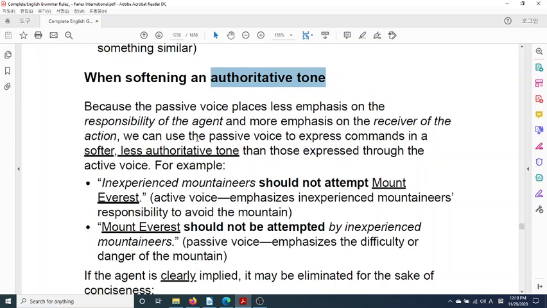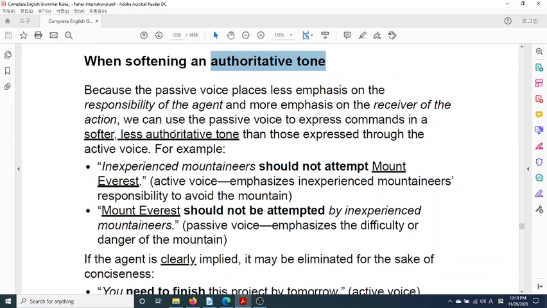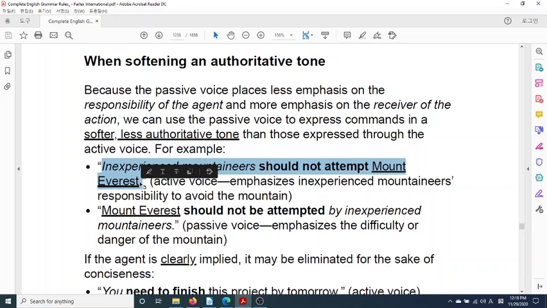You should, it's important to... But by talking in a passive voice, it makes it sound less authoritative. Let me show you this example. Inexperienced mountaineers should not attempt Mount Everest. This makes it sound like I know what I'm talking about, right? Like I'm talking from experience.